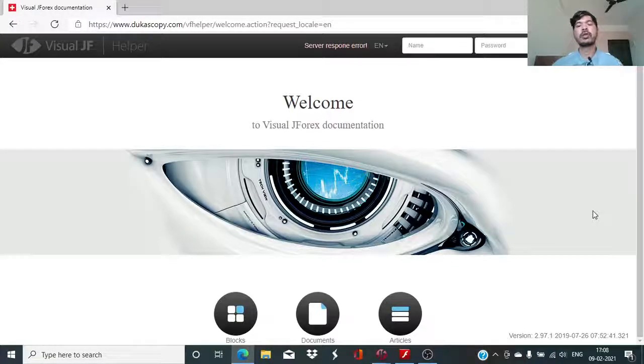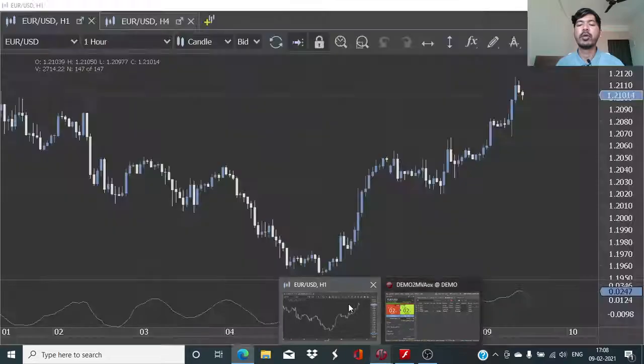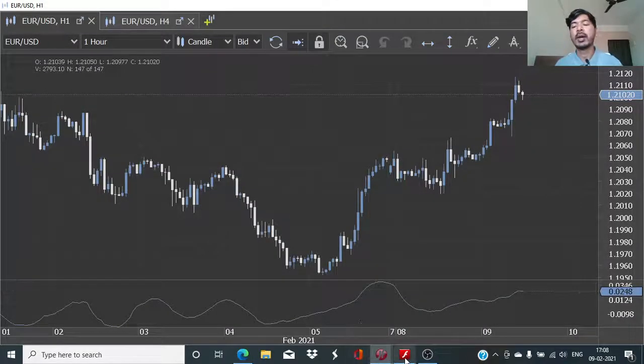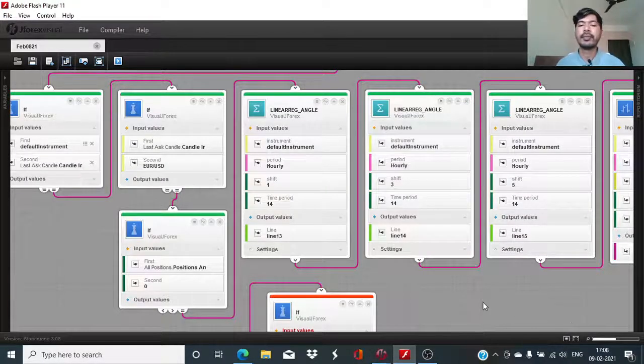In today's session of Visual JForex, I will be continuing with the demonstration of the algorithm development using the indicator named linear regression angle. So let's get started for today's session. We will be heading to the Visual JForex board, which has been developed by the Dukascopy Bank SA.